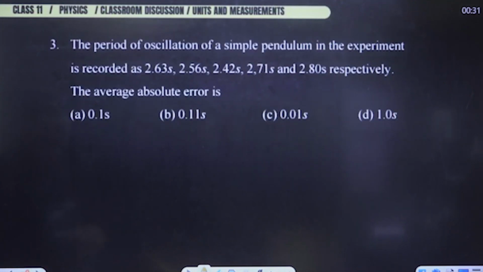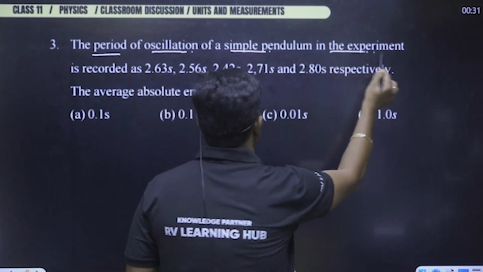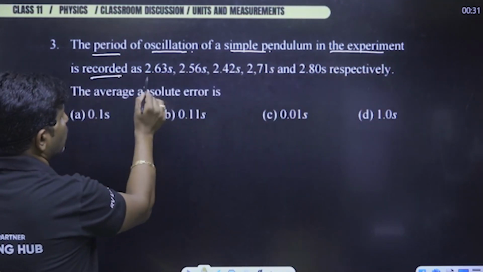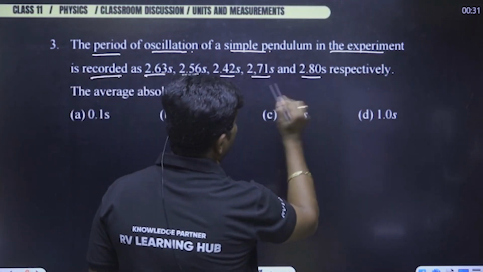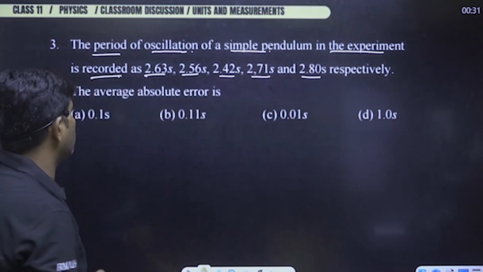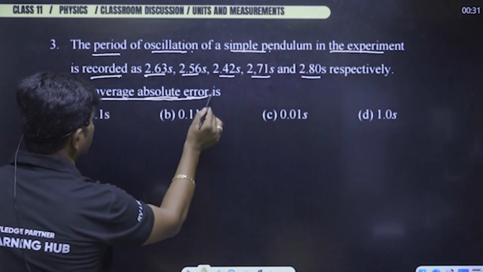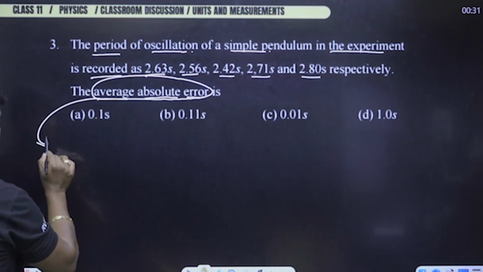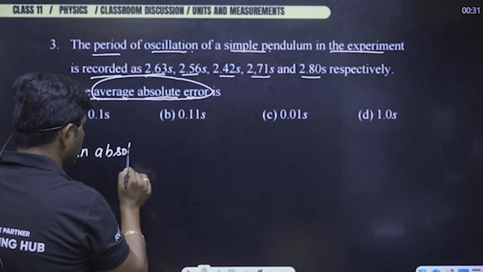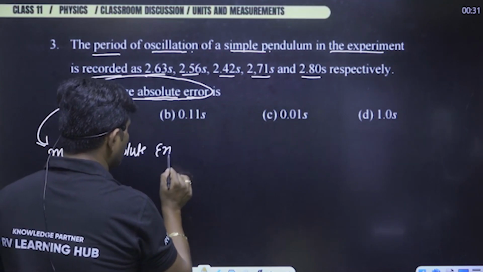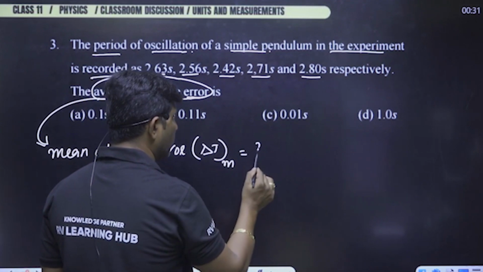What are they saying to us here? The period of oscillation of a simple pendulum in the experiment is recorded as 2.63, 2.56, 2.42, 2.71 and 2.80 seconds respectively. The average absolute error. What is the meaning of average absolute error? We have to calculate the mean absolute error, so we can say that is the delta T mean we have to calculate.